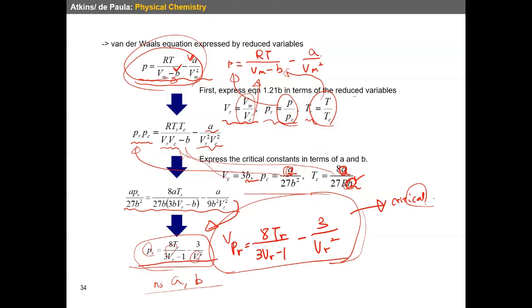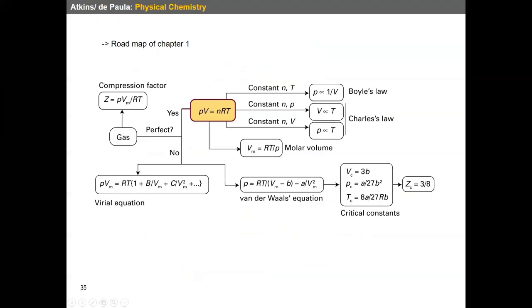So this is the concept of the van der Waals equation. Actually, this is the end of chapter 1. Chapter 1 is about some kind of basic part of the gases, the physical meaning of the gases. From chapter 2, we will more like learn about some kind of theory of heat. Anyway, here we just focus on the gases. So this is a roadmap of chapter 1.